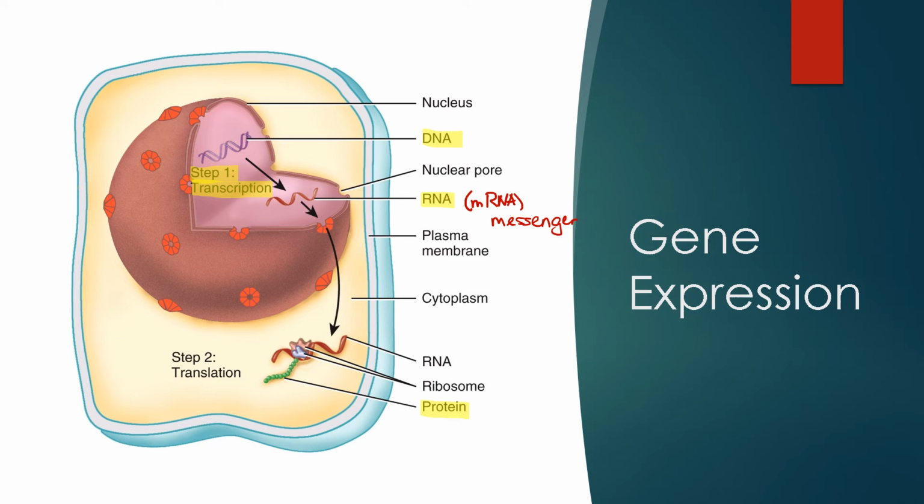Now, that copied mRNA molecule is going to be transported into the cytosol, or the cytoplasm here, and it's going to be transported to a ribosome. The RNA is going to attach to the ribosome, and this is where we have step 2, where the protein is going to be translated from that copy of DNA. So we'll go over transcription and translation in a little bit more detail here.